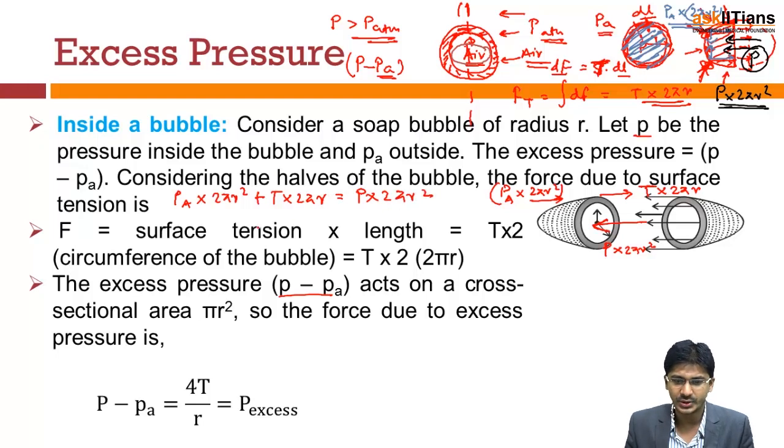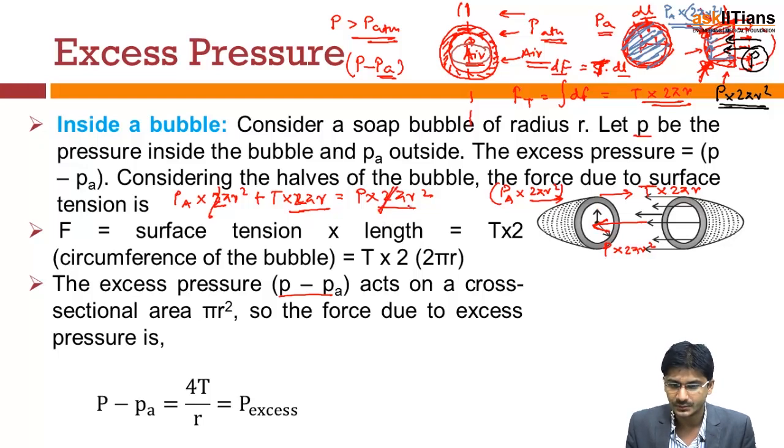Now if you try to cancel out the things that we have, what you need to find out is P minus Pa. So we find out the value of the pressure. What you have is 2 pi r into T. This is balanced by P into pi r square. Okay, so this is actually pi r square.